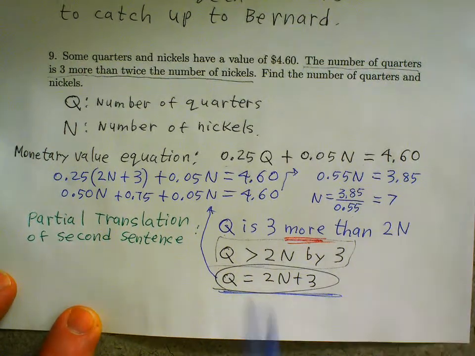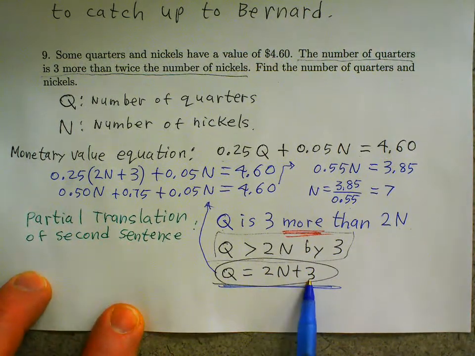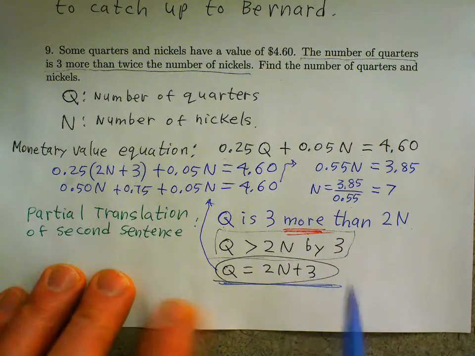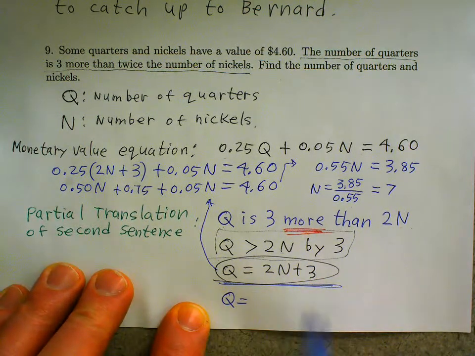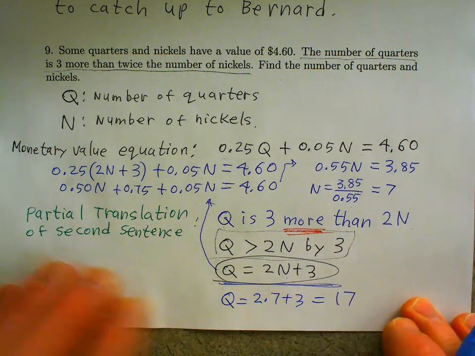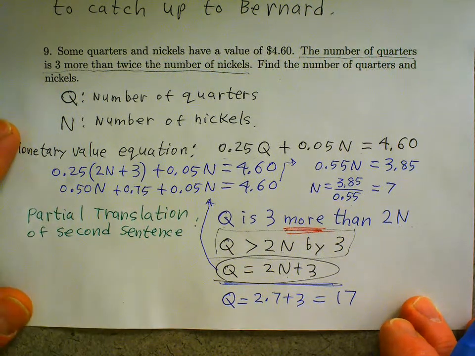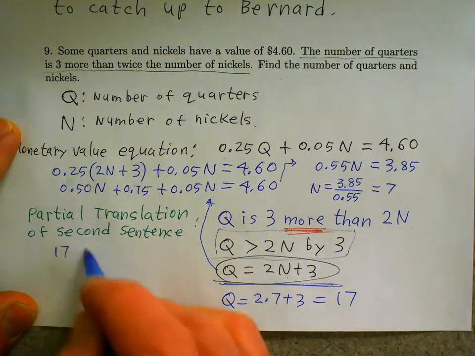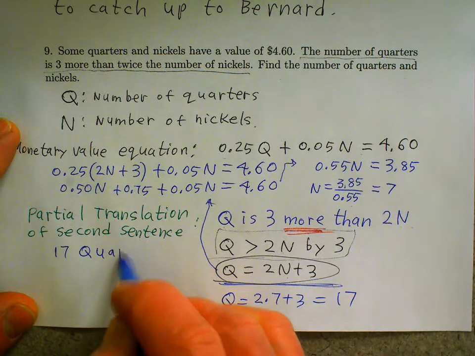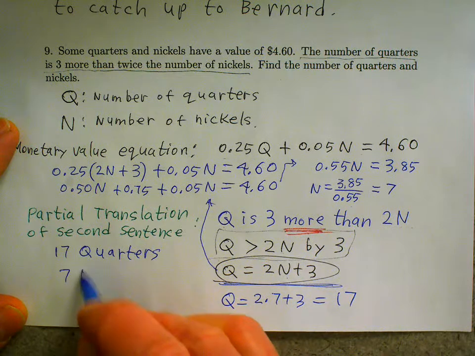With 7 nickels, the number of quarters is 2 times the number of nickels plus 3. So we can replace N with 7. Q is 2 times 7 plus 3. 14 plus 3 is 17. Okay, so 17 quarters and 7 nickels.